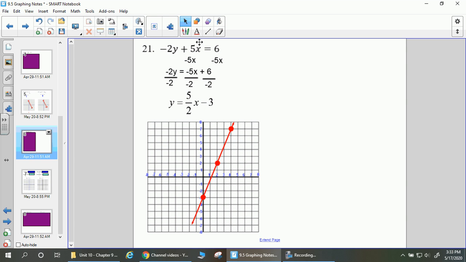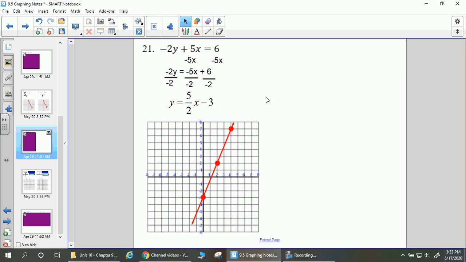First thing I would do is I had this plus 5x, so I subtract 5x from both sides. Negative 2y equals negative 5x plus 6. Can't have this negative 2 with my y, so I divide everything by negative 2, just like we did in the last lesson. Divide everything. Negative 5 does not divide by negative 2, but a negative divided by a negative is positive, so I do have a positive 5 over 2 as my slope. 6 divided by negative 2 gave me negative 3.